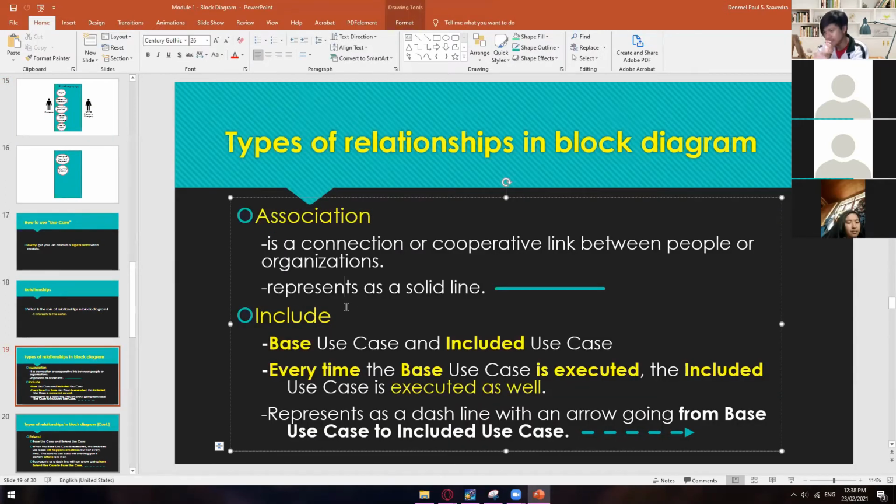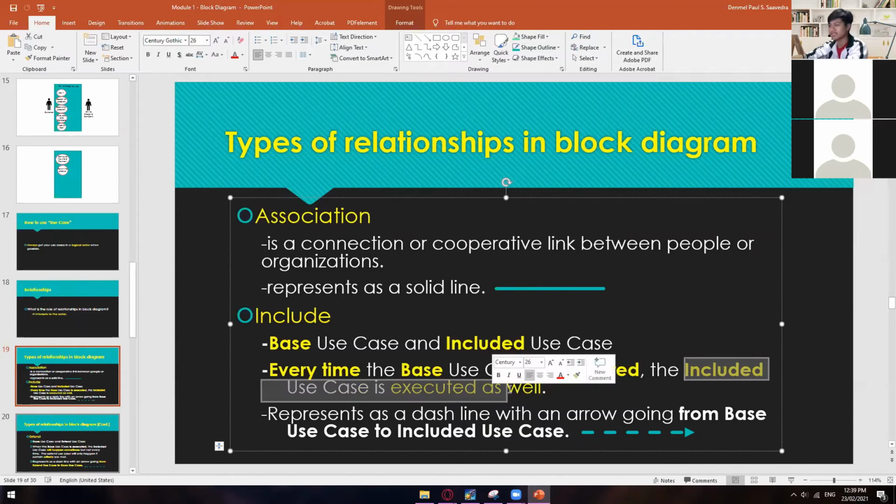And then inside of our system, we have the include relationships. When we say include, you have the base and then the included use case. The base is the from, where it comes from, and then the included is the one where it will go. So when we say include, if this function or this action is executed, there is something that comes along with it. It's mandatory that this included use case will be executed as well. That is why, as you guys can see right here, every time the base use case is executed, the included use case is executed as well.